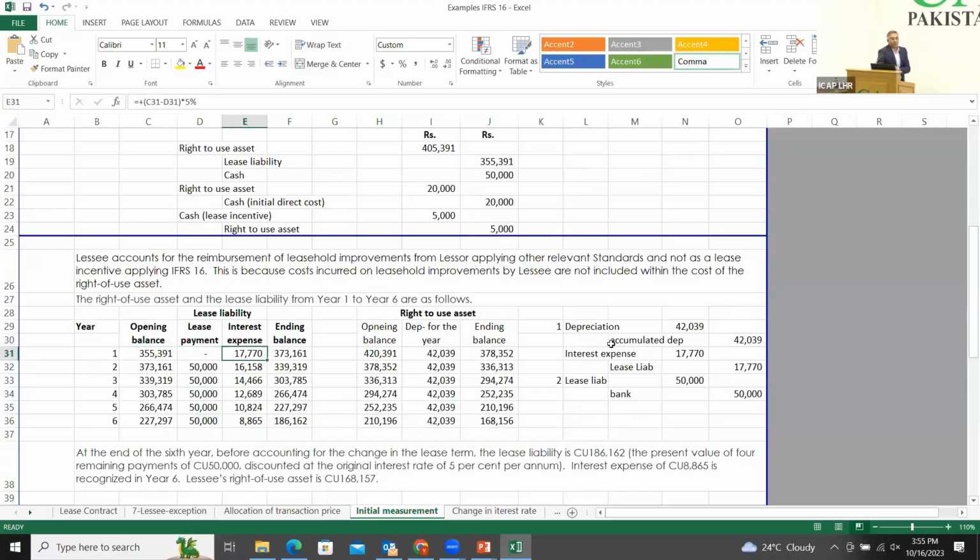You accrue the interest as rental is in advance. Then at the end of the year, you only accrue the interest. Then this is your lease liability at the start of the next year. First you pay the rental and then you accrue the interest, and so on.